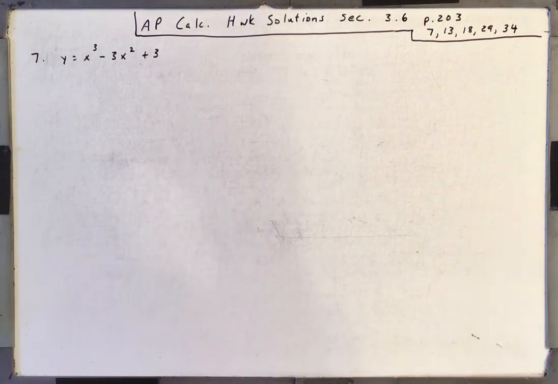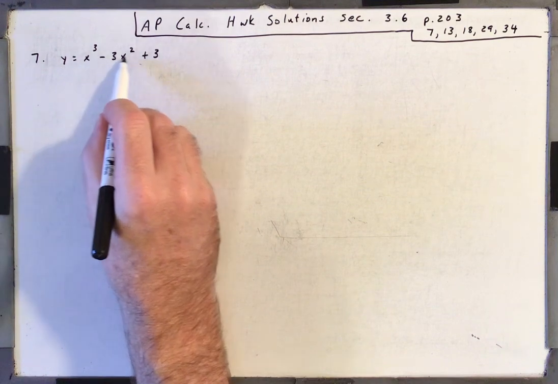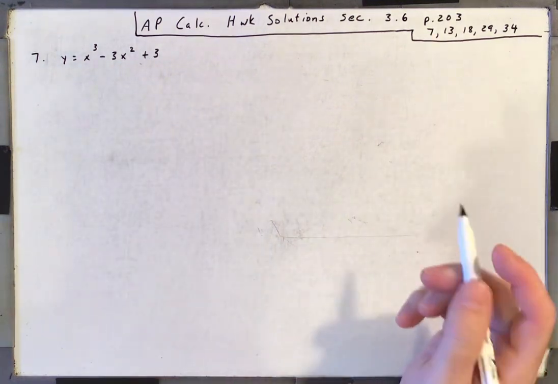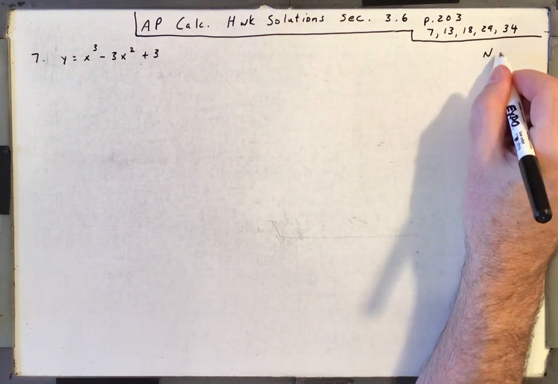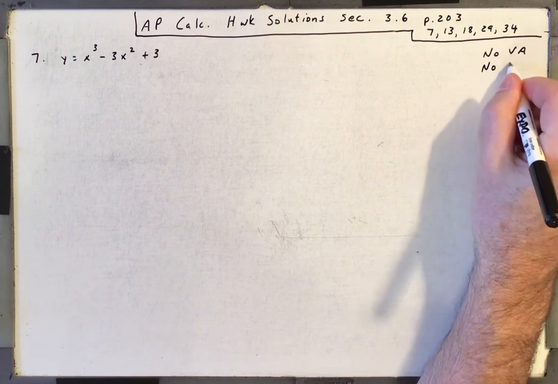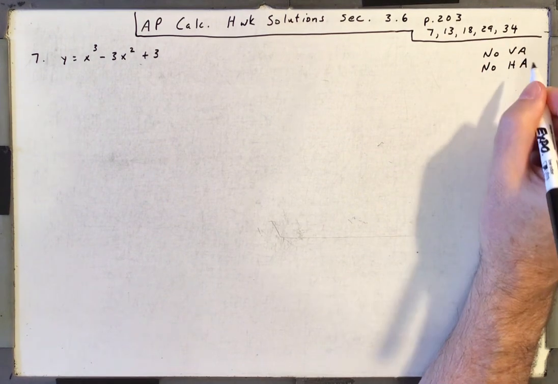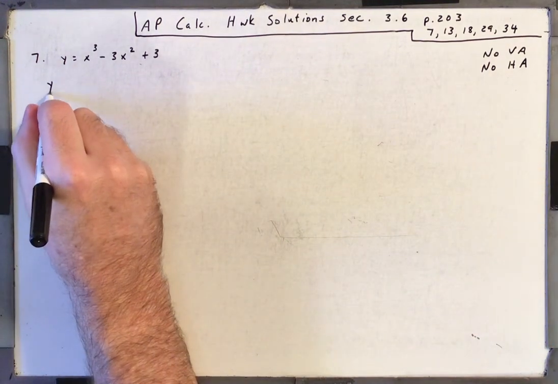So let's go ahead and start by taking a look at this. It's not a fraction. There's no denominator. So we have no vertical asymptote and no horizontal asymptote. So we've already built a little bit of credit there. So let's start with the first derivative test.